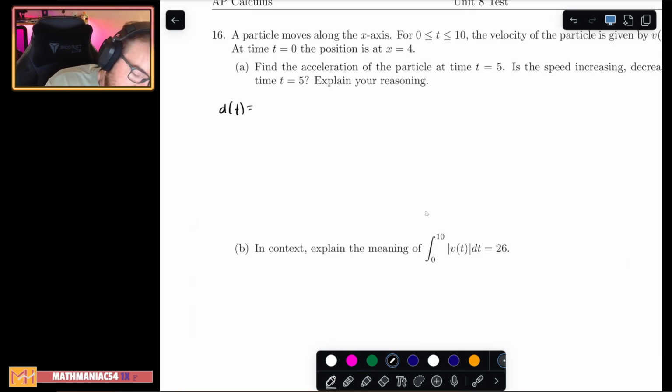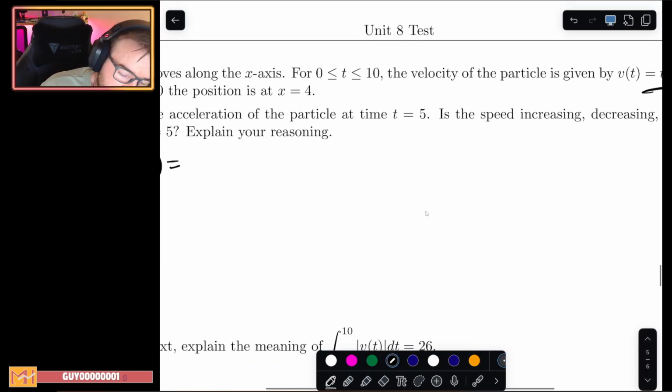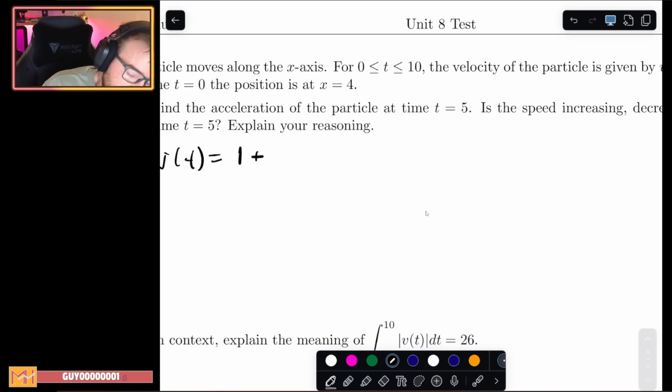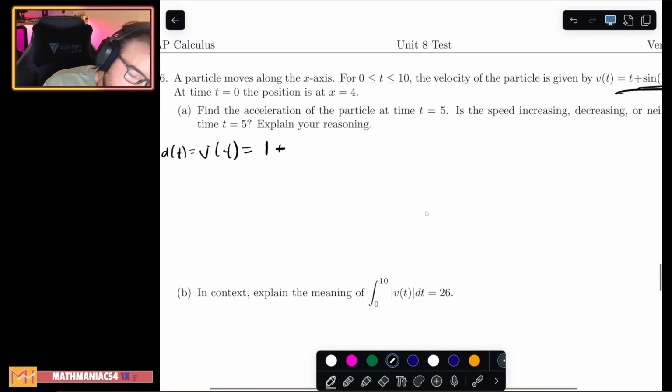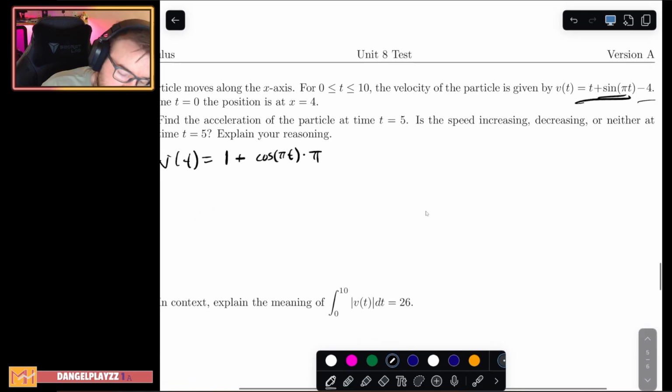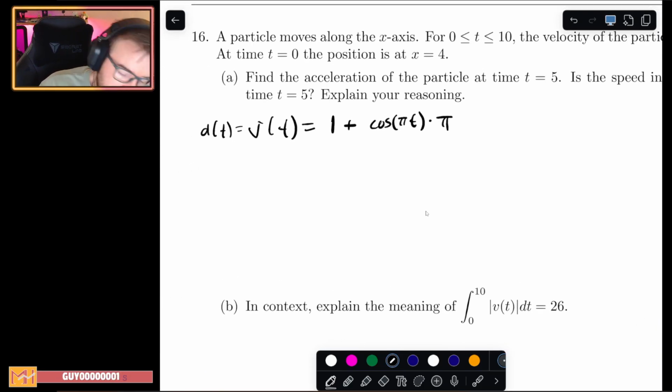Acceleration is the derivative of velocity. And so we just need to derive this velocity. The derivative of t is 1, and the derivative of sine times pi t is cosine of pi t times pi. And the derivative of a constant is 0. And we want to know the acceleration at t equals 5.